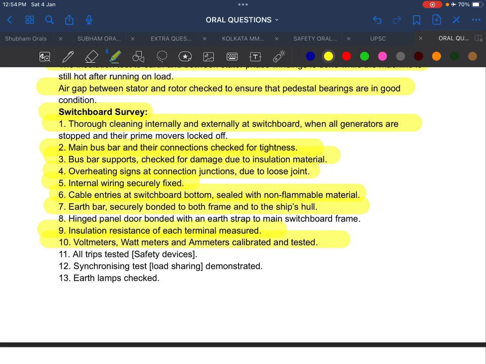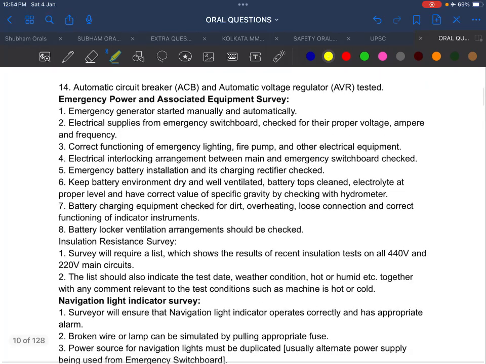They ask for the calibration report also. They can check the voltmeter, wattmeter and ammeter calibration. They can check the earth fault also on the switchboard, whether an earth fault is there or not, on 440 and 240, whether the earth fault device is working properly or not, and whether the earth fault monitor is working properly or not. All the trip tests, safety devices, synchronizing test, load sharing demonstration, earth lamp check. Okay, so this is basically the switchboard survey. For emergency power associated equipment, switchboard, ACB and AVR, they can test the AVR and this ACB also.